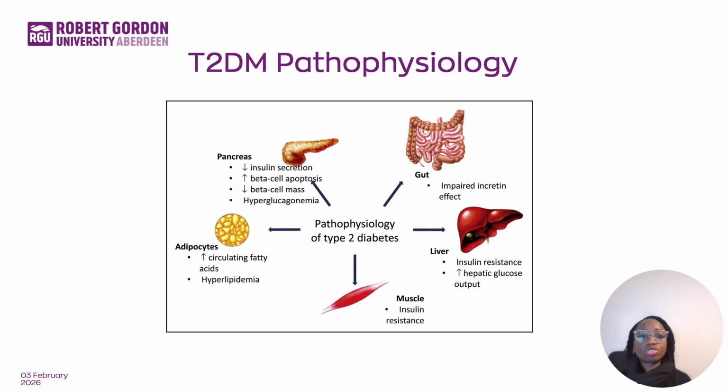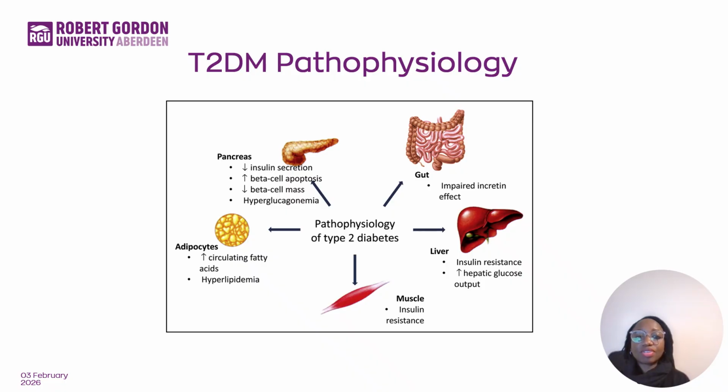So again, for those visual learners, I thought I would include this here just for you to have a look at the different aspects of the body that could be affected, leading to the pathophysiology of type 2 diabetes. So in the pancreas, you have reduced insulin secretion and also hyperglucagonemia. Okay, and then in the adipose tissues, you have hyperlipidemia because there's increased circulating fatty acids, just because there's not enough insulin to break those down.